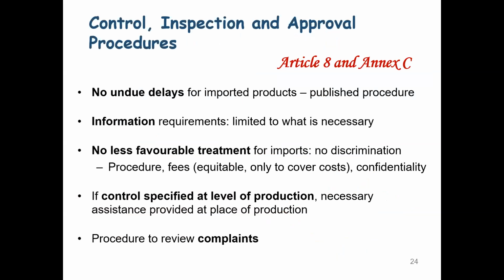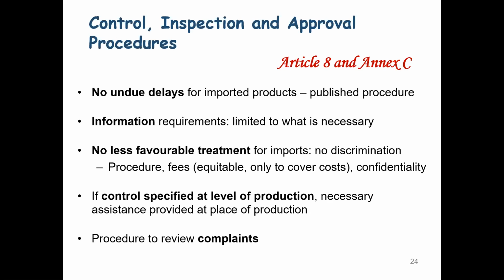Then there is the control, inspection, and approval procedures, or what we can say conformity assessment aspects. So this is given under Article 8, and also one of the annexes addresses this, so Annex C. So basic points under this are that when products are being imported, there should be no undue delay in taking the products in. So it should not lie at the customs or the place of imports unduly. So you have to address it quickly.